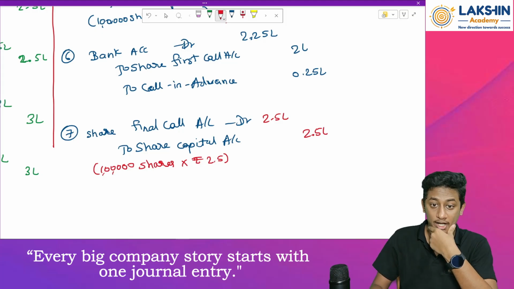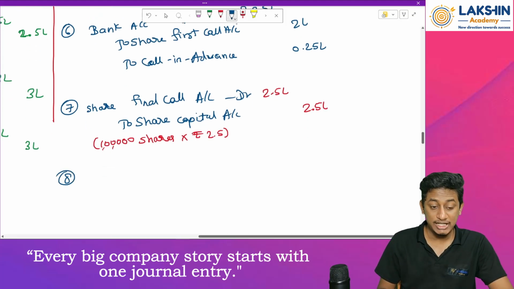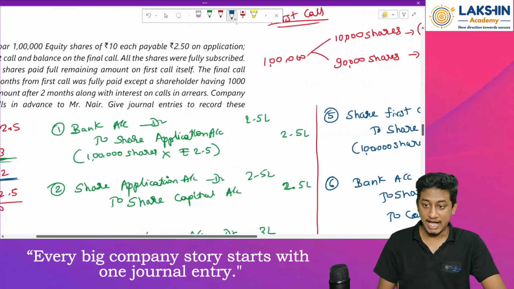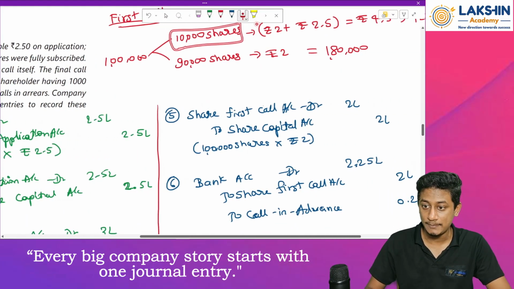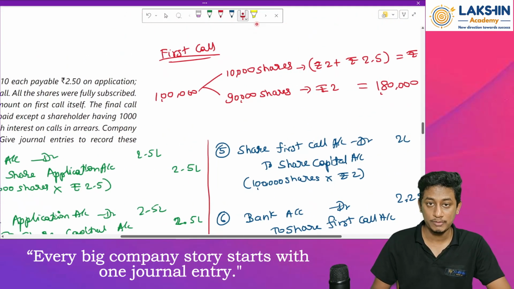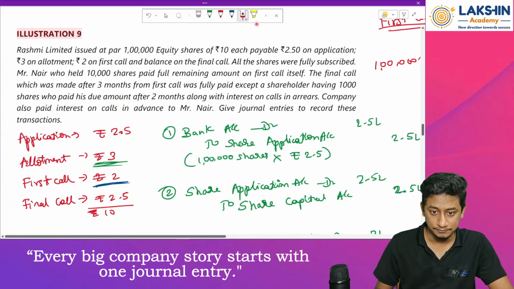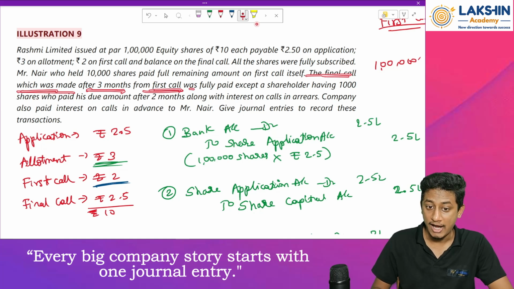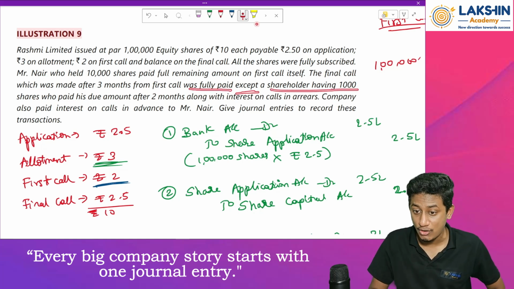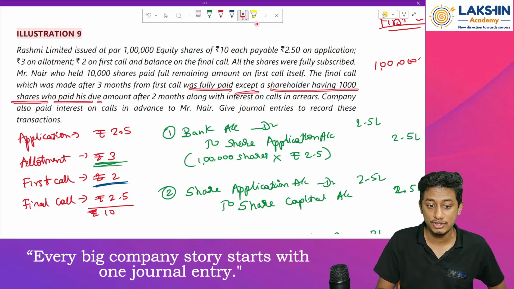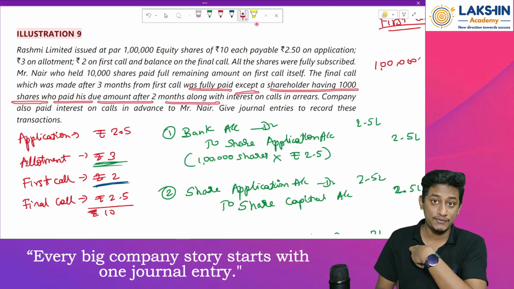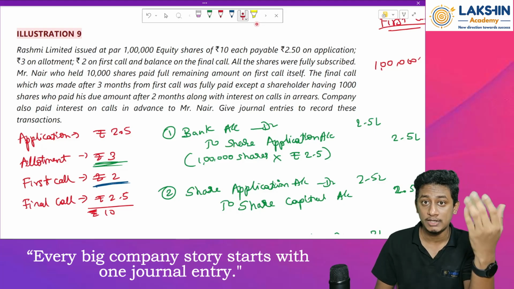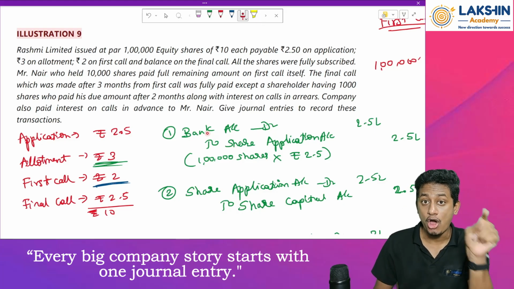Now the next entry is for the receipt. But during the receipt, what has happened over here? See, this guy with 10,000 shares has already paid me the money. Whatever was supposed to be received on the final call has already been received by me. Then what has happened? The final call was made within 3 months after the first call was made. It was fully paid except a shareholder having 1000 shares who paid his due amount after 2 months. That means when I received the money from all the shareholders, he did not pay me. So because of that, it will be a call in arrears.